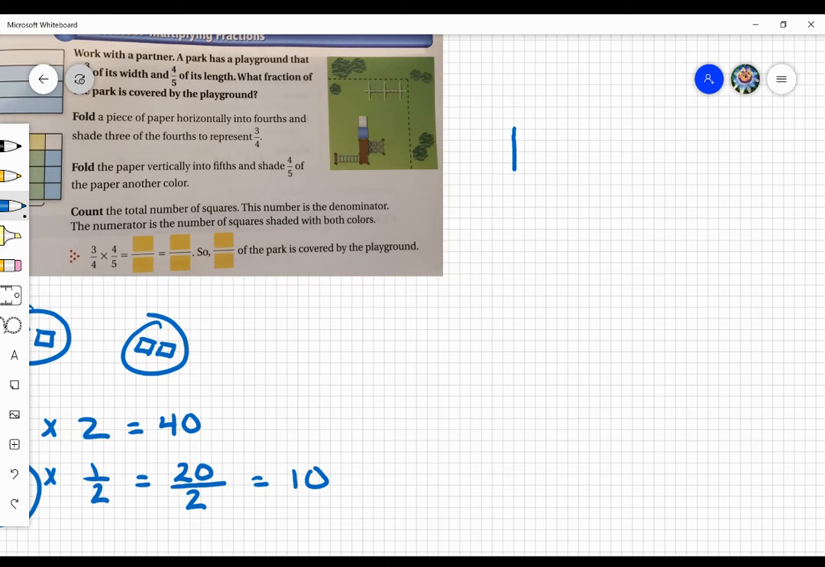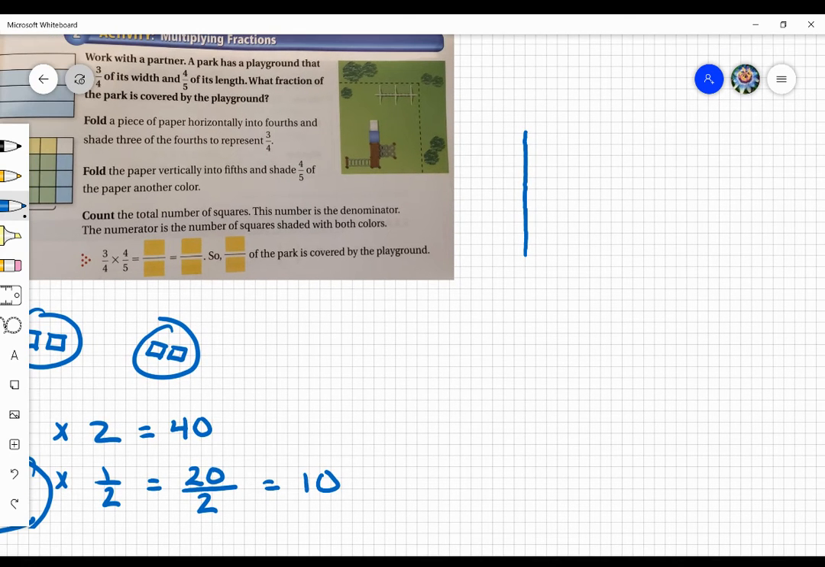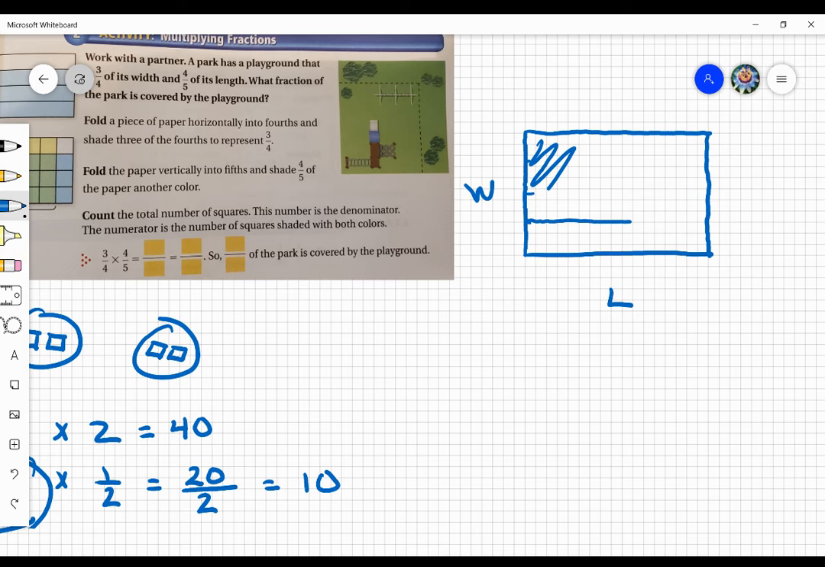Let's say, I don't know if this is going to be exactly to scale, but it'll be close. Say we have it, it doesn't say what shape it is. We have a park. That's really all that's important. And we know that 3/4 of its width, so we'll say that this is the width and this is the length, that 3/4 of the width has the playground. So if here's a half, here's 3/4, here's 1/4. So this part is going to be the playground, this part here.